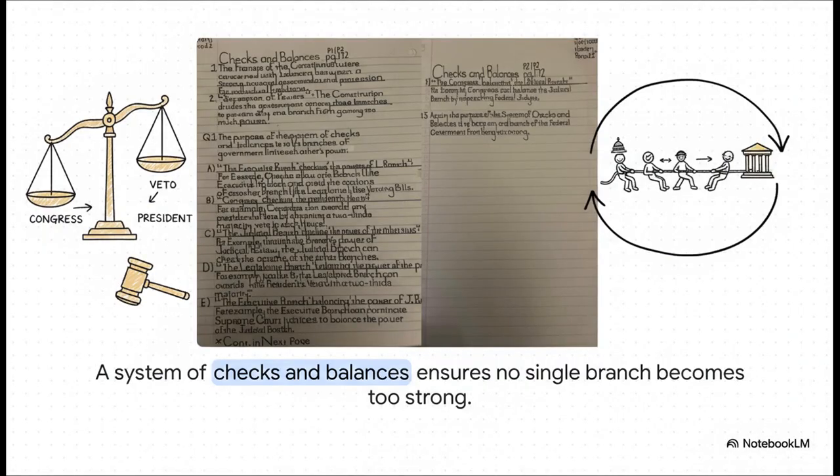For instance, Congress can pass a law, right? But the president can veto it and say, nope. But wait, Congress can then override that veto if they get enough votes. And then you have the courts, which can look at that law and declare it unconstitutional. It's this constant game of push and pull that keeps the whole system from going off the rails.